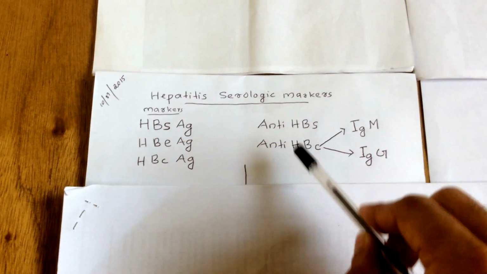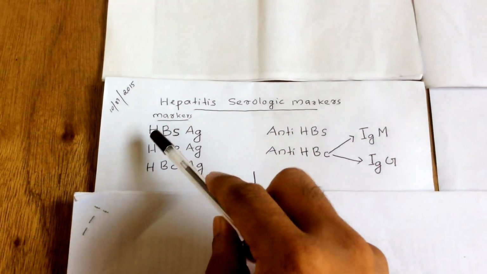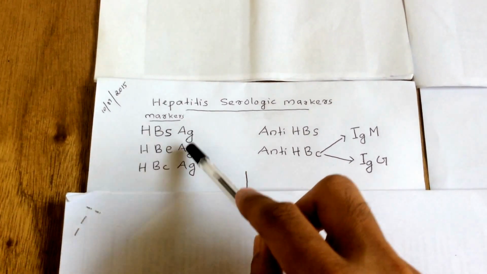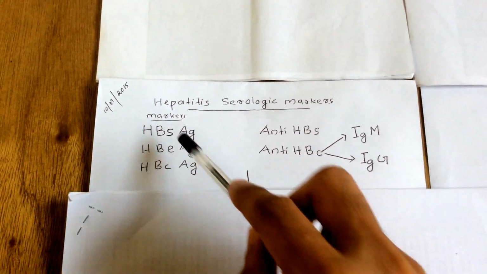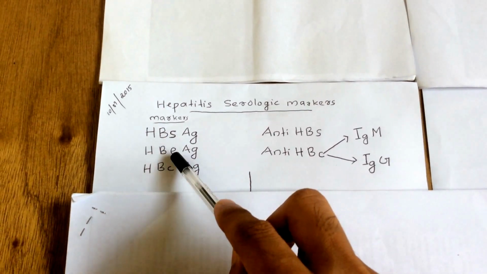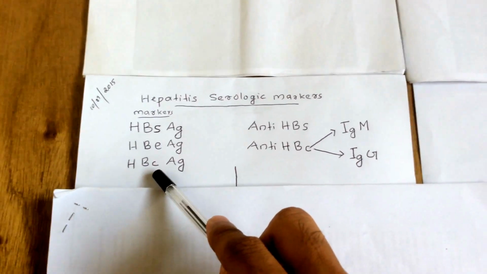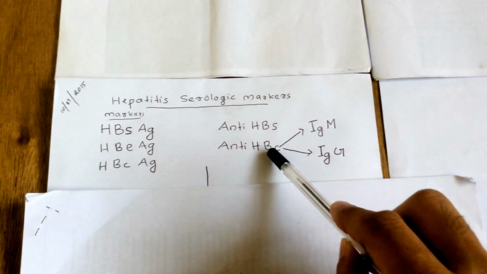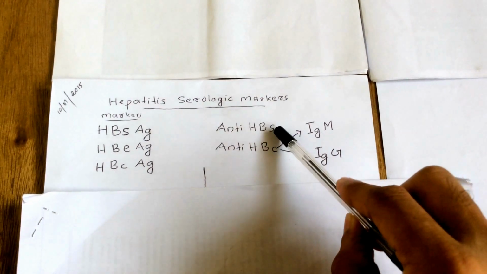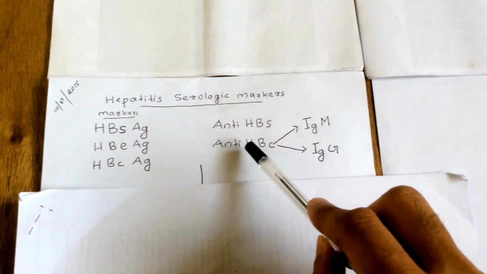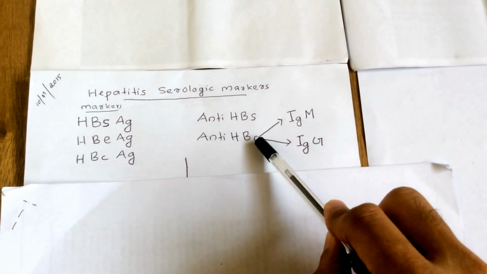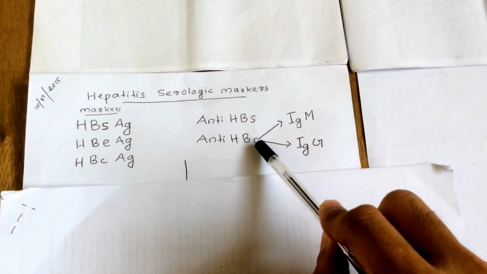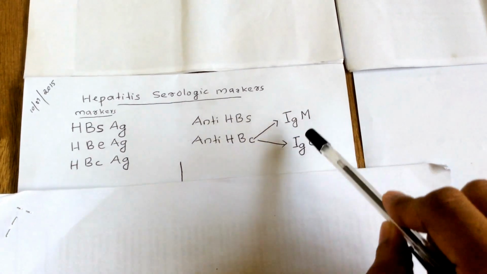antigens and antibodies. These antigens include hepatitis B S antigen, HBe antigen, HBc antigen. S represents surface, E is for envelope, C is for core antigen. These are the antigens involved, and these are the antibodies. Anti-HBs, surface antibody, anti-HBc antibody. This anti-HBc antibody is of two types, IgM and IgG.